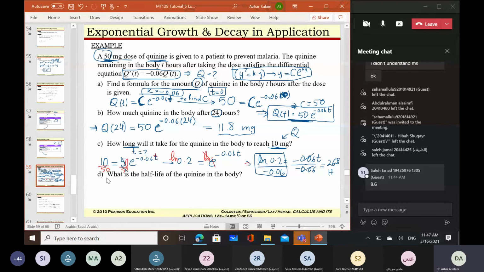The final question here is: what is the half-life of the quinine in the body? Half-life means half the time or half the amount. Half the amount, yes. Before, it was ln 0.2 over minus 0.06.